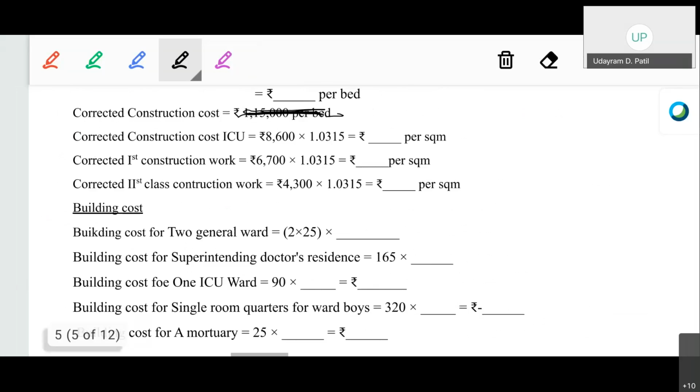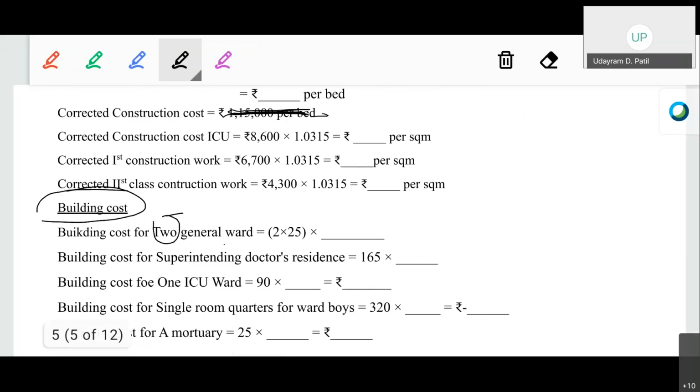Therefore, for the building cost of the two general wards, we are going to take the total number of service units as 25 multiplied by 2, that is 25 beds per general ward. Multiply with the corrected service unit rate we have calculated, that is 1,18,622.5. Similarly, calculate the cost of each work.